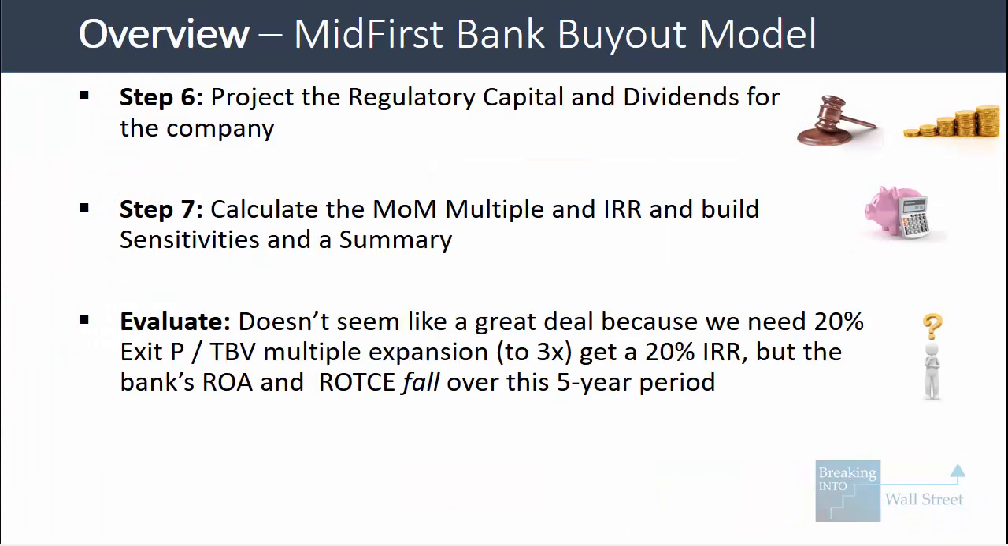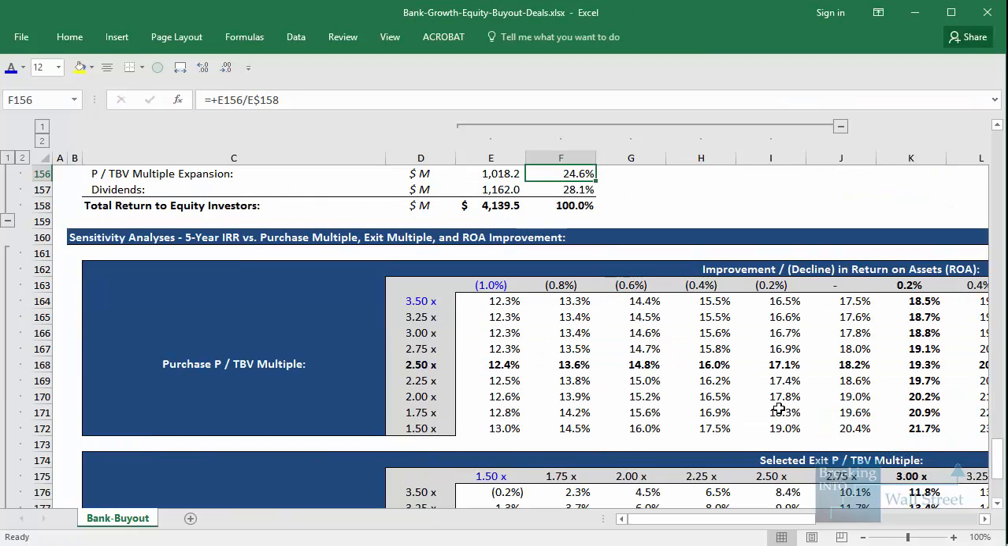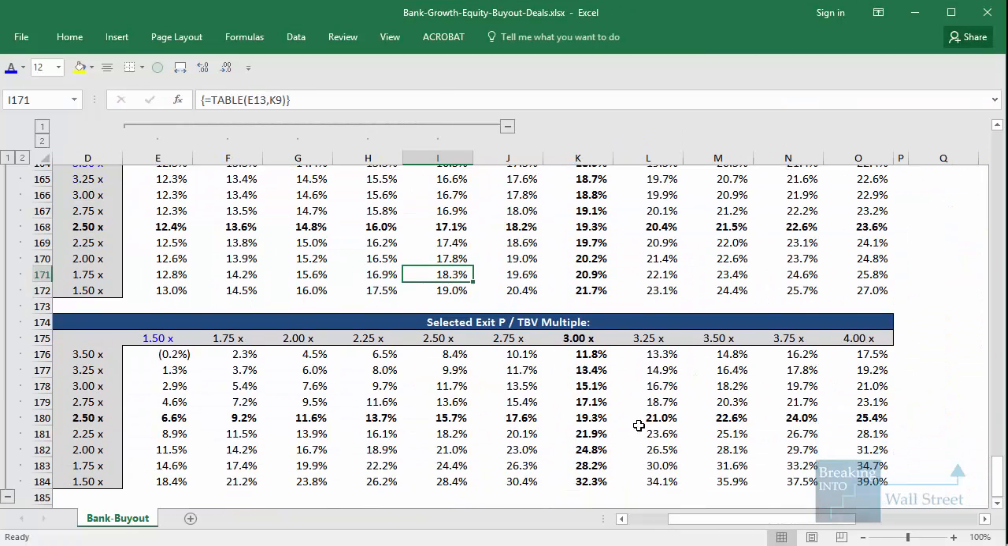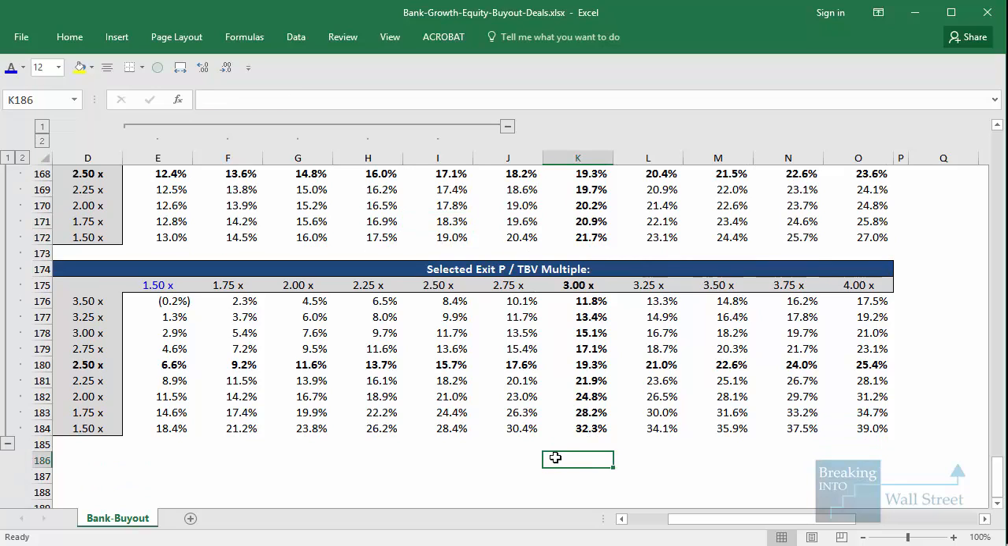The next step now is to evaluate this and think about this critically. At first glance, this doesn't seem like a great deal because if you look at the sensitivity tables, if we just focus on the one with the exit multiple and purchase multiple, to get to around a 20% IRR, we need to go over a 3x price to tangible book value exit multiple. Now keep in mind, we purchased the company for a 2.5x multiple.